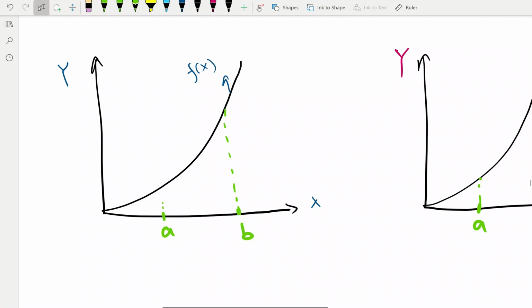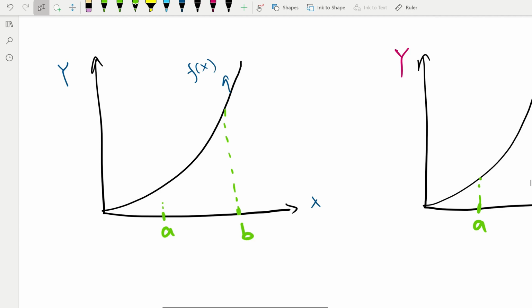Hello everyone. In the last couple of videos we learned about the left endpoint rule and the right endpoint rule. But every time we use one of these methods, we saw that they either overestimate or underestimate the actual area, right?